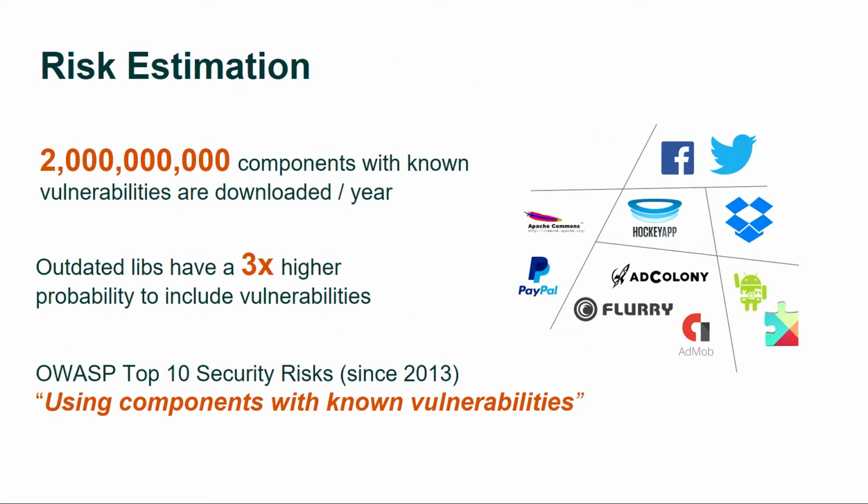But now let's put the risk in numbers. According to the Central Repository, the largest open source component repository, more than 2 billion software components with known security vulnerabilities are downloaded each and every year. They further report that outdated libraries have a 3 times higher risk of being vulnerable as compared to up-to-date versions. And there's also the prominent OWASP overview list of the top 10 security risks. And since 2013, it includes a risk entitled using components with known vulnerabilities to warn application developers about the emerging threat of using insecure third-party code.